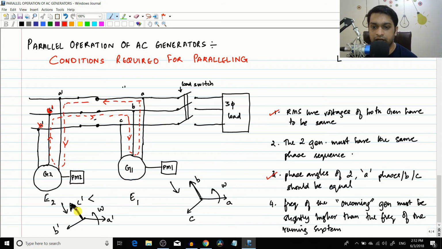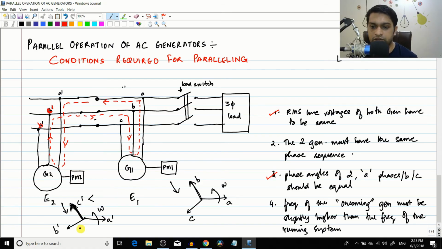This is C dash and this is C dash here. They are 120 degrees shifted out. So the A phase will not have any problem, but B dash B and C dash C will have huge currents running through them, and that can also damage the machine. Okay, again there will be a protection circuit.